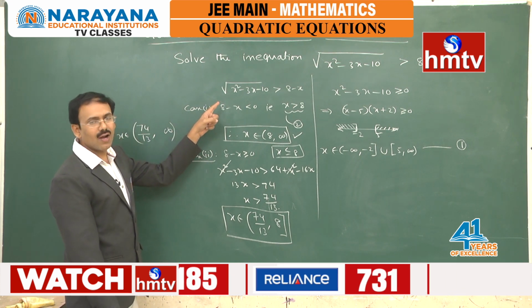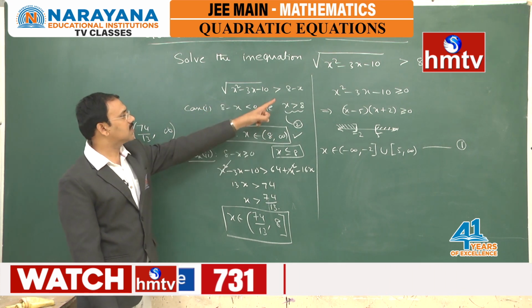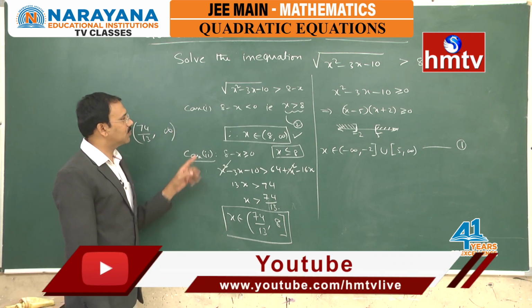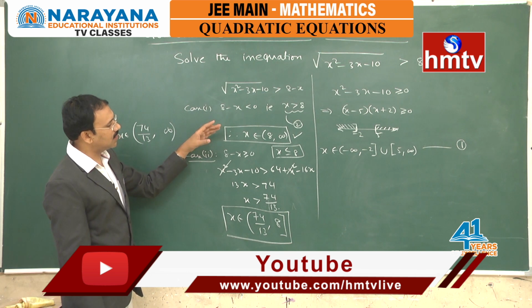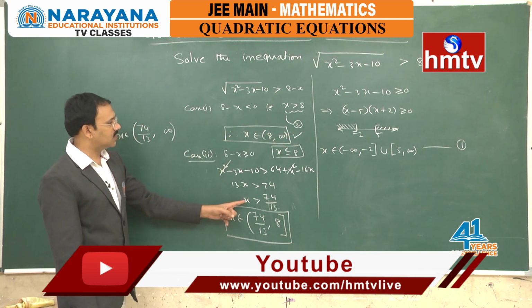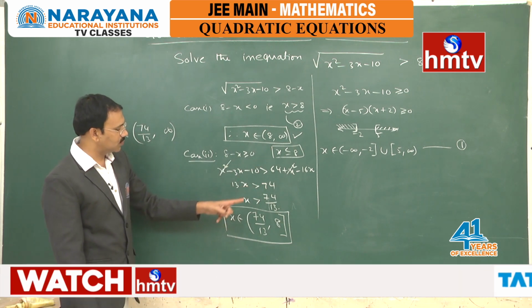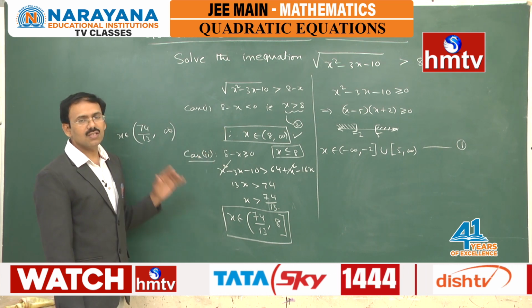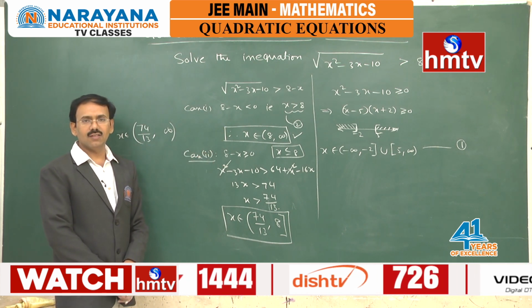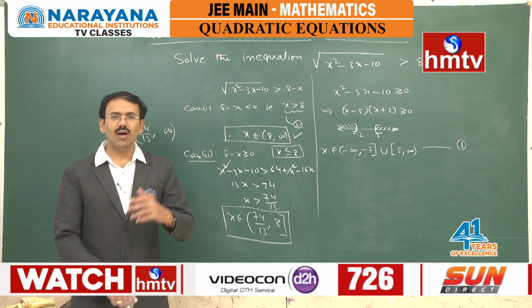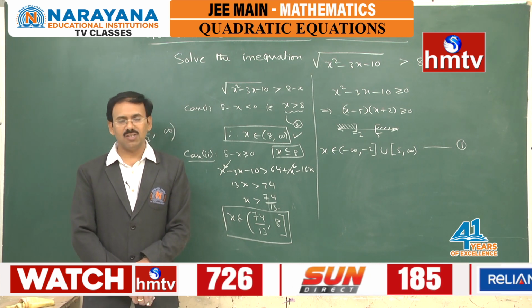Here we can't square directly. Two cases: 8 minus x negative, and 8 minus x greater than or equal to 0. Here we get some solution, and we have taken the intersection of these two. Here we got some solution, and we have taken the intersection of those two, which is this. So, ultimately this union this is going to be our final answer. In this way, we can handle inequations involving quadratic expressions.